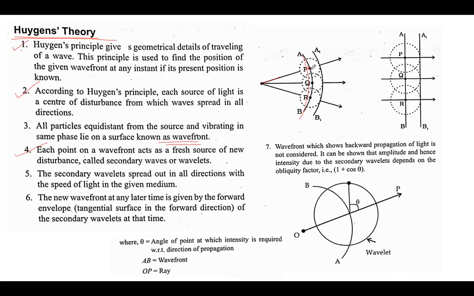So all the points on the wavefront will act as fresh sources, and from them a secondary wavefront will be generated. The secondary wavelets spread out in all directions with the speed of light in the given medium. The new wavefront at any later time is given by the forward envelope. So the wavefront formed by touching the tangential points of these secondary wavelets is the wavefront at that time.